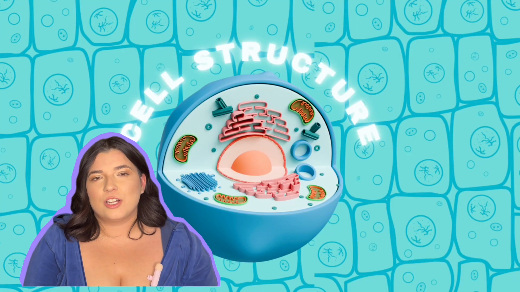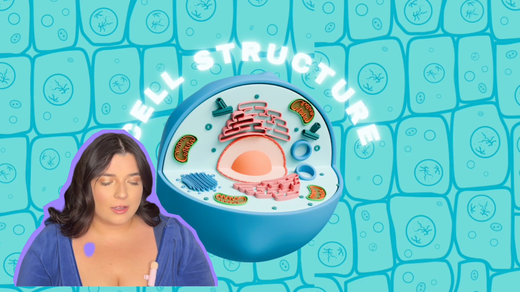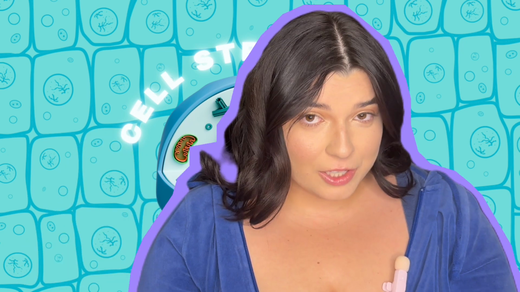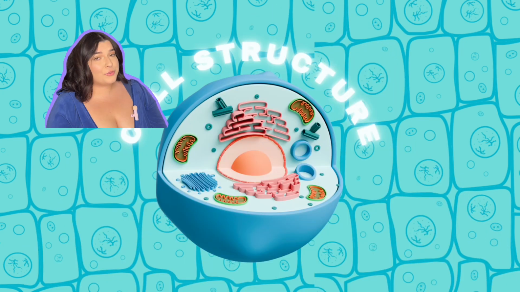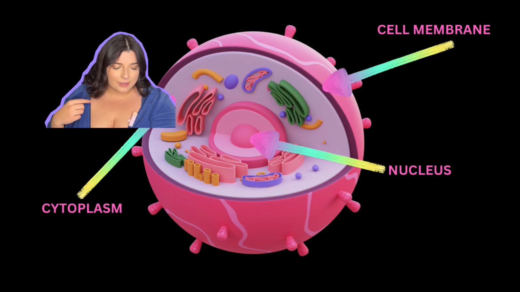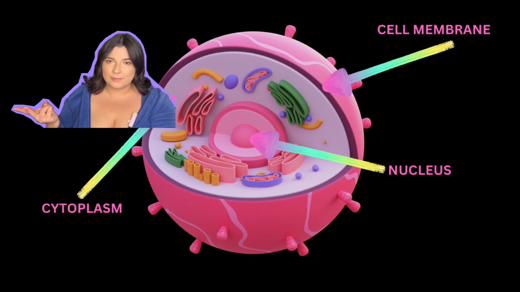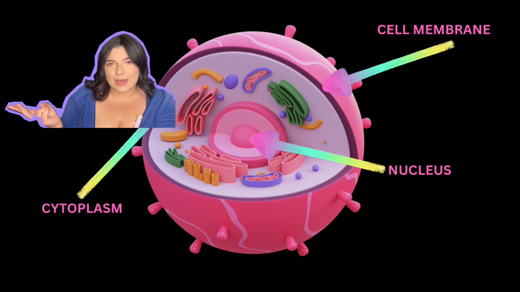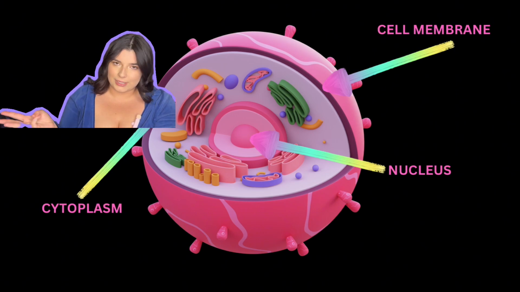All right, so we're moving on to cell structure. A cell is the basic building block of all living organisms, including the skin. It has three main parts. The first one is the cell membrane. The second one is the cytoplasm. And the third one is the nucleus. Cell membrane, cytoplasm, and then the nucleus.